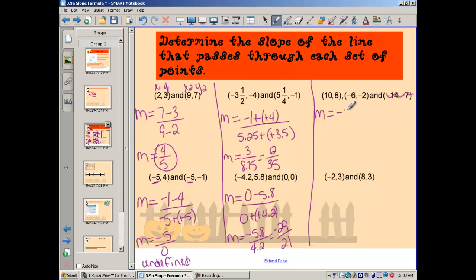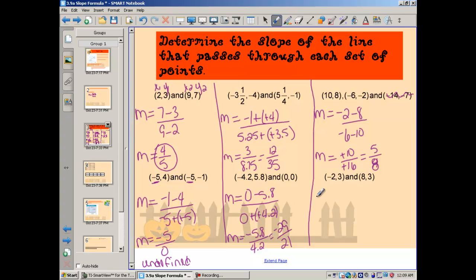So that means y2 is negative 2, y1 is 8, x1 is negative 6, and x2 is negative 6 and x1 is negative 10. So my slope for this line is negative 10 over negative 16. These two negatives cancel each other out, and then 10 over 16 reduces to 5 over 8. So the slope of my line is positive 5 over 8.